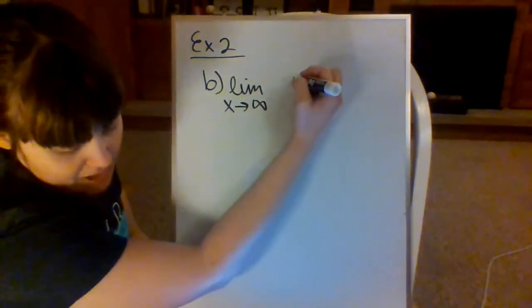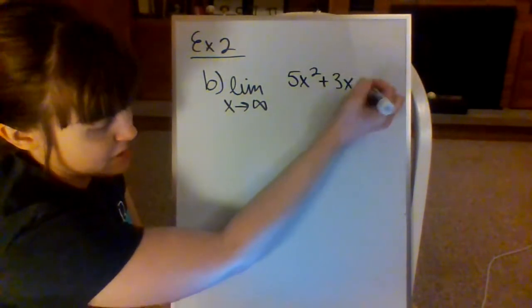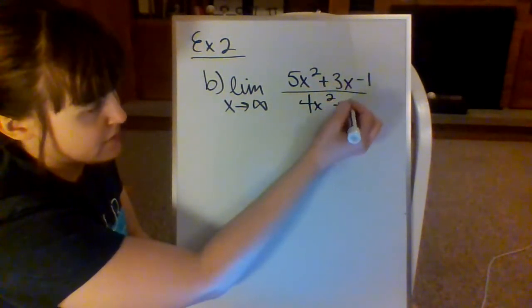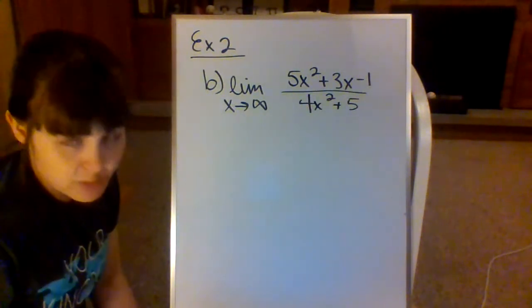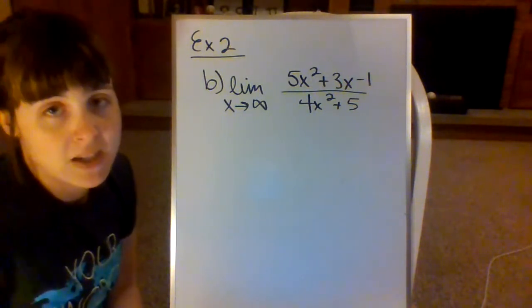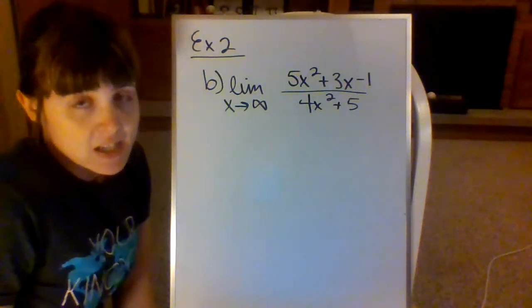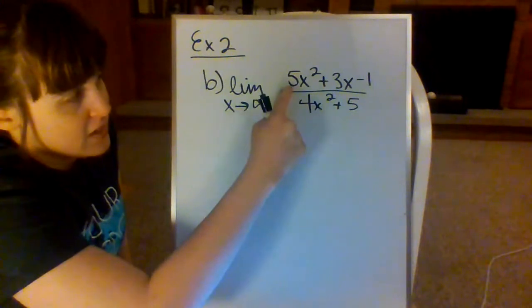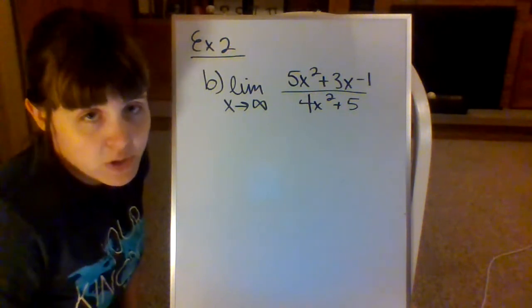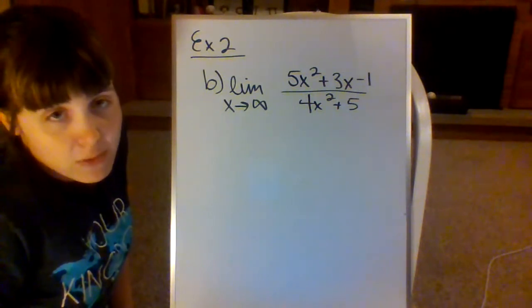Alright, so this one says, find the limit as x approaches infinity of (5x squared plus 3x minus 1) over (4x squared plus 5). Now, before you get in a hurry to find the derivative of the top and the bottom, if you recall from last lesson, we divided by the highest power of x, and there was a trick to that. You can apply this trick here if you want to. I won't force you to do the whole derivative thing. So my prediction is that this is going to equal 5 over 4.